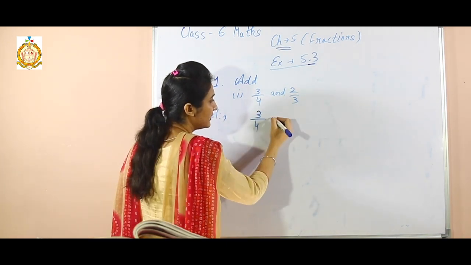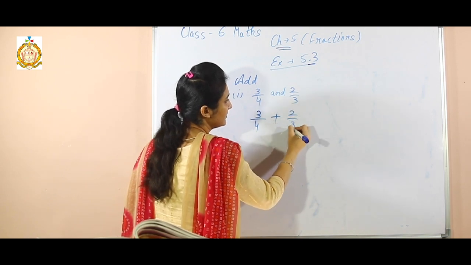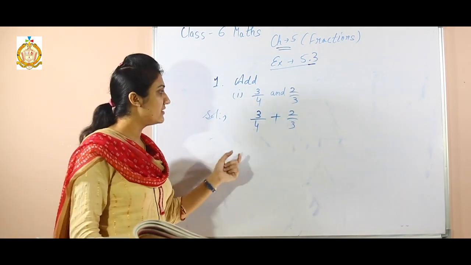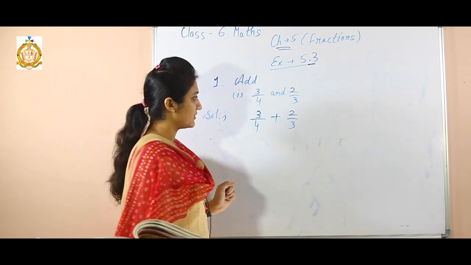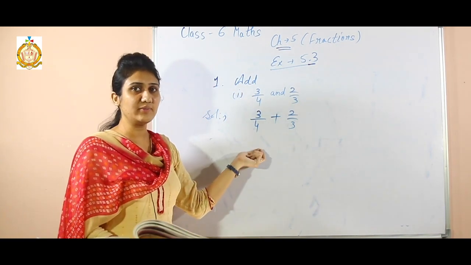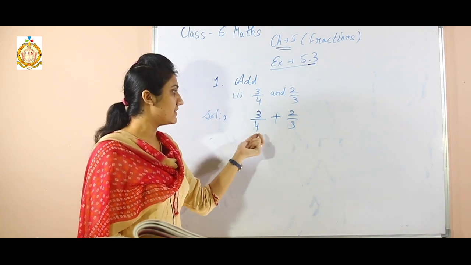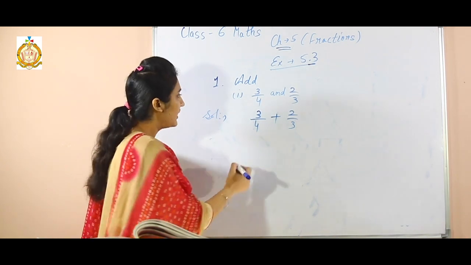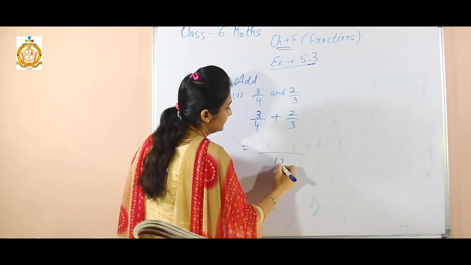3 by 4, here we put the plus symbol. Now to add the fractions, take the LCM of the denominators. What is the LCM of 4 and 3? As these are co-prime numbers, simply multiply them. 4 into 3 is 12. So our LCM here is 12.